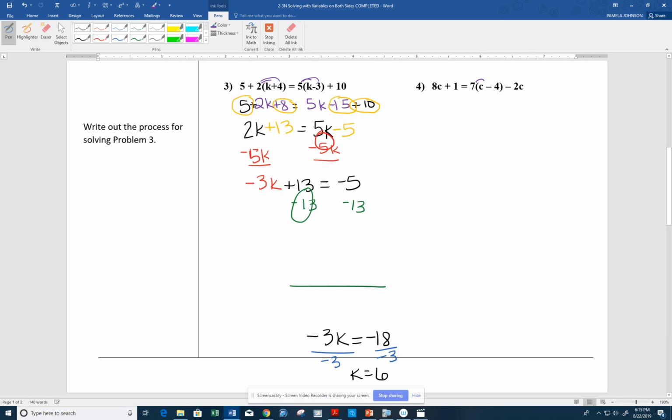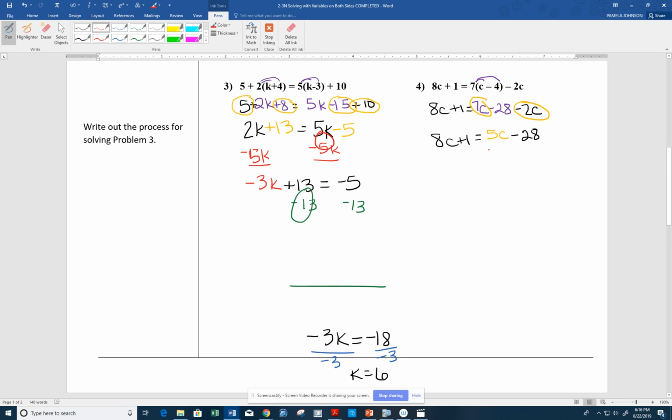All right, so if you paused the video and now you're coming back to check that you did it correctly, you should have distributed the 7 to get a 7c minus 28. And you've got an 8c plus 1 on the left, and you still have a 2c here on the right that we're bringing down with it. We have a 7c and a negative 2c here that can be combined to give us a 5c. Minus 28 on the right, and on the left we're going to have an 8c plus 1.